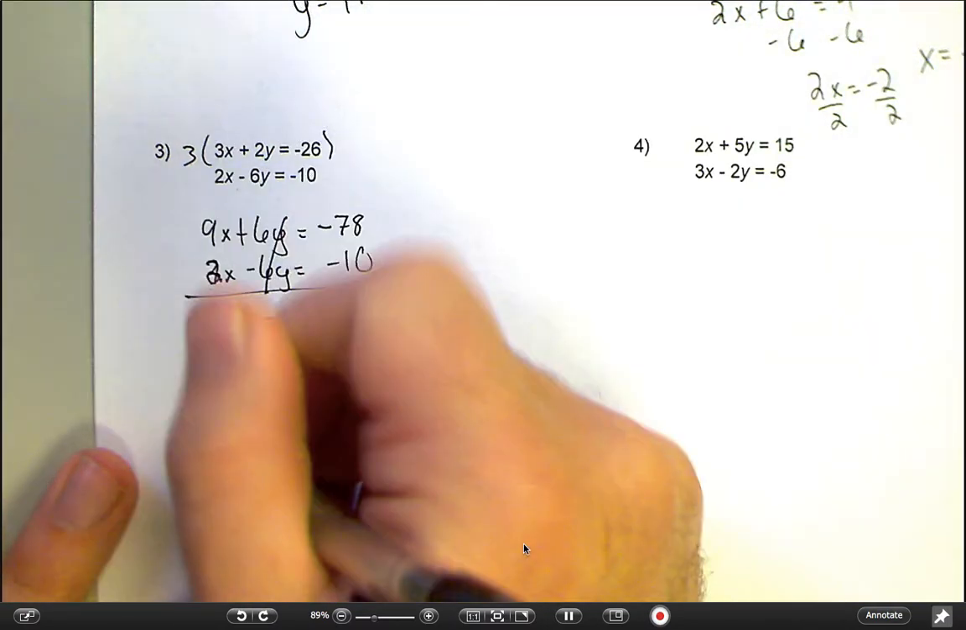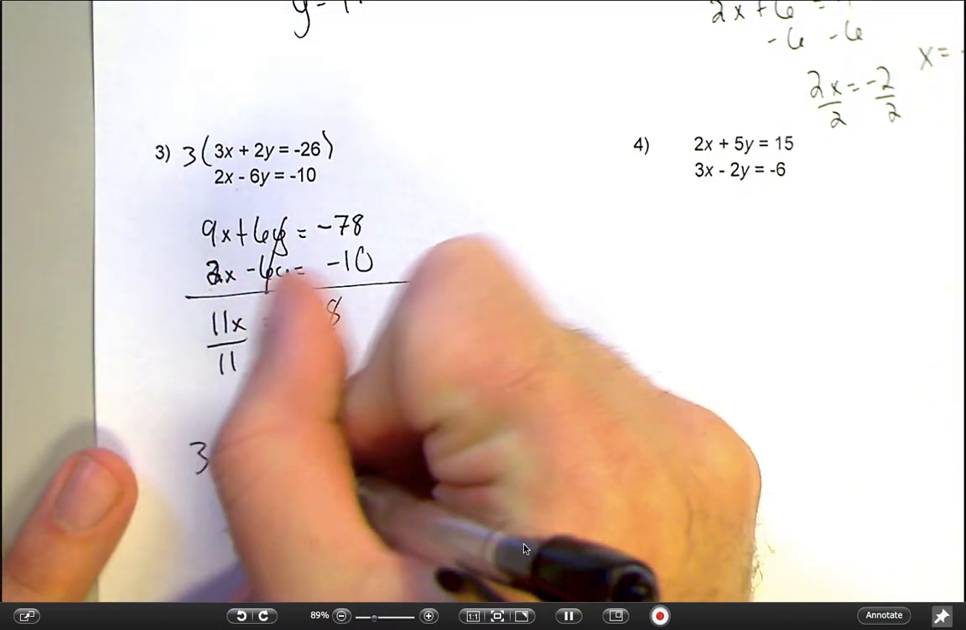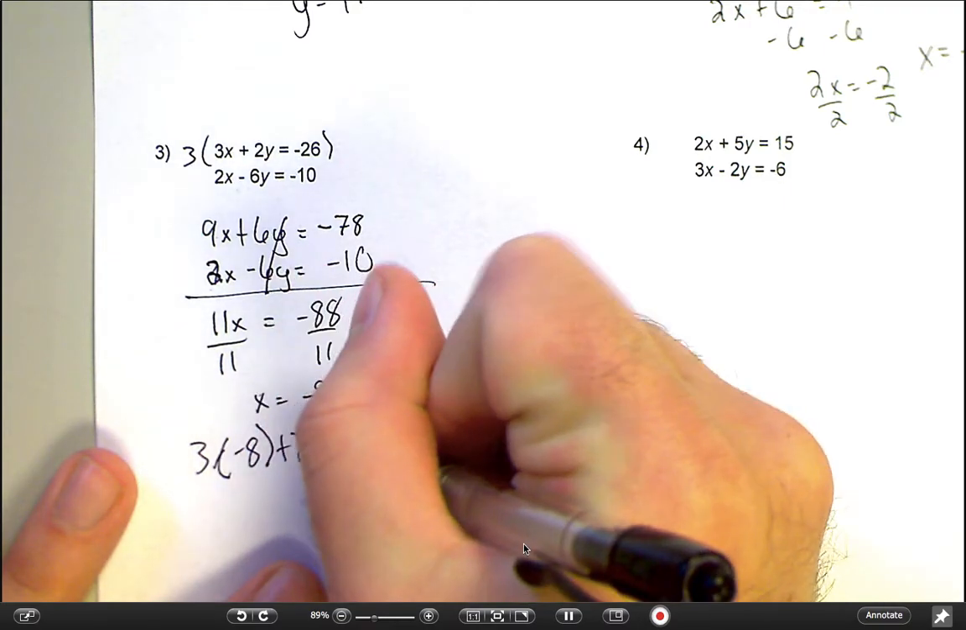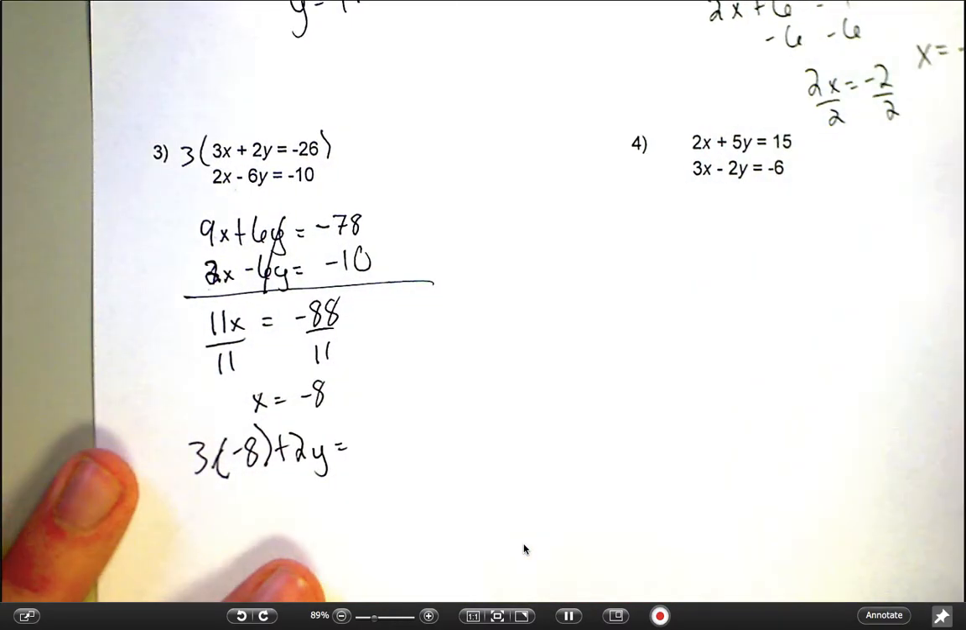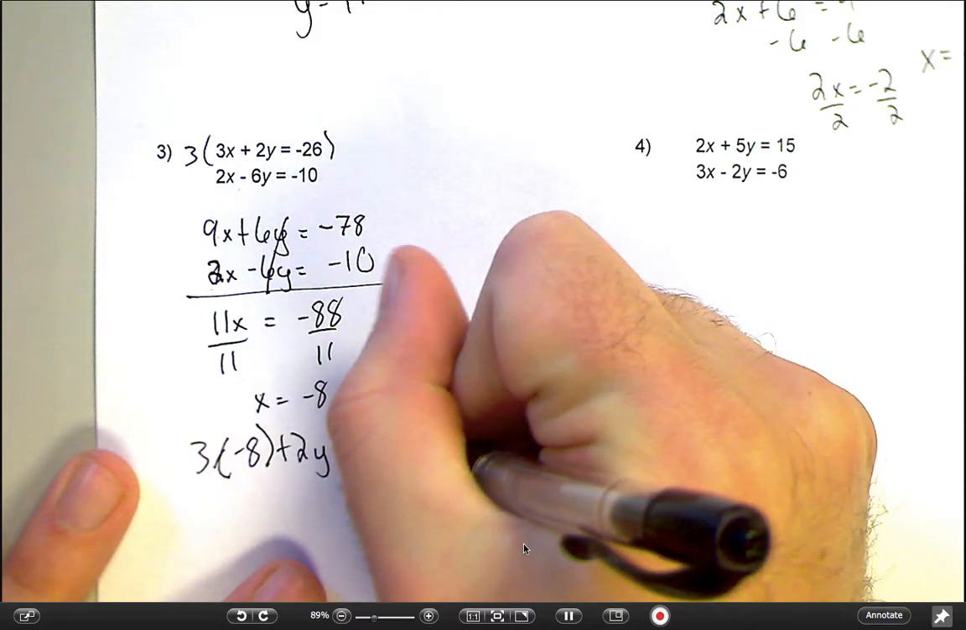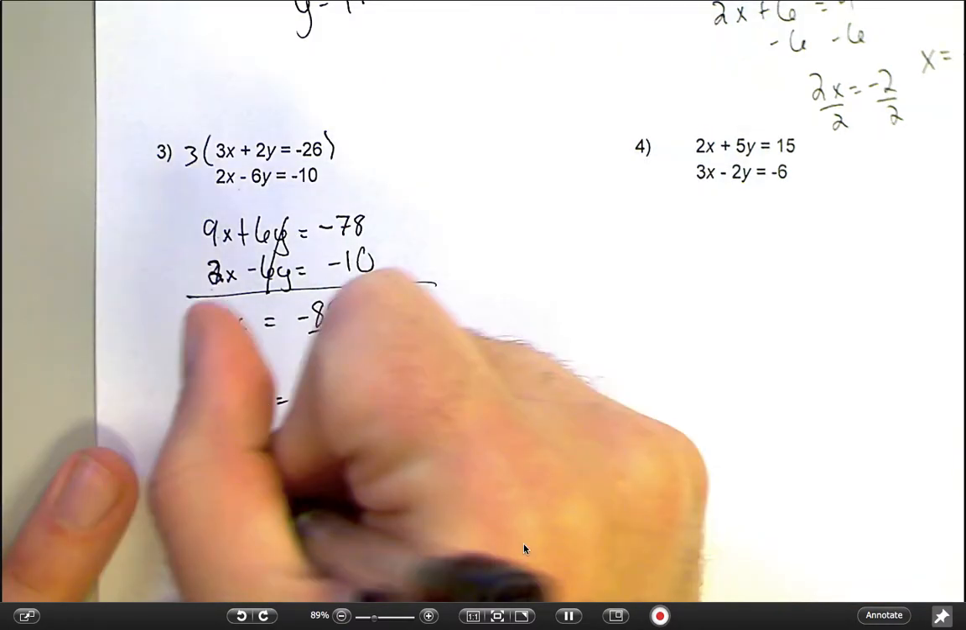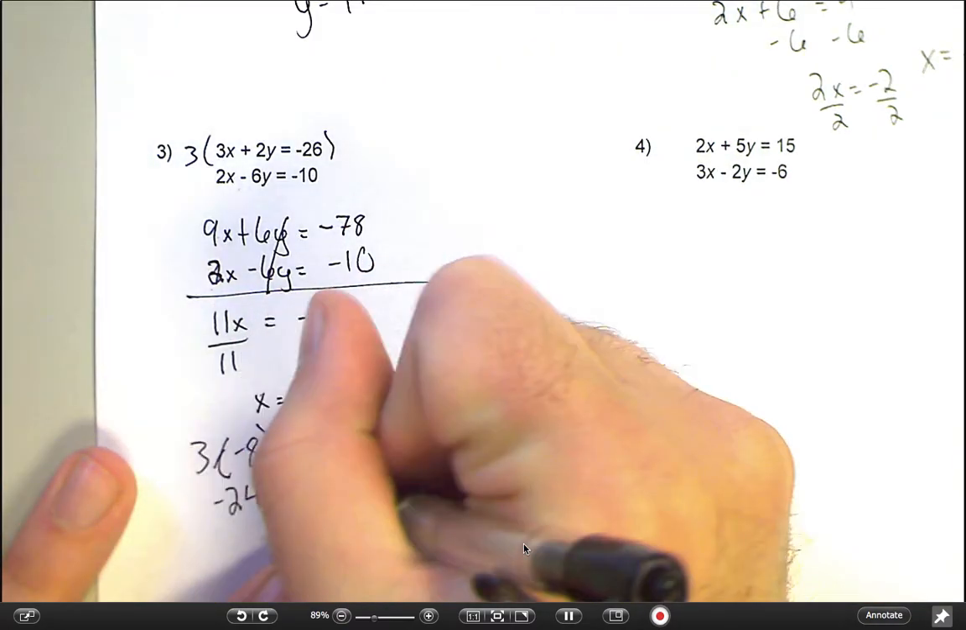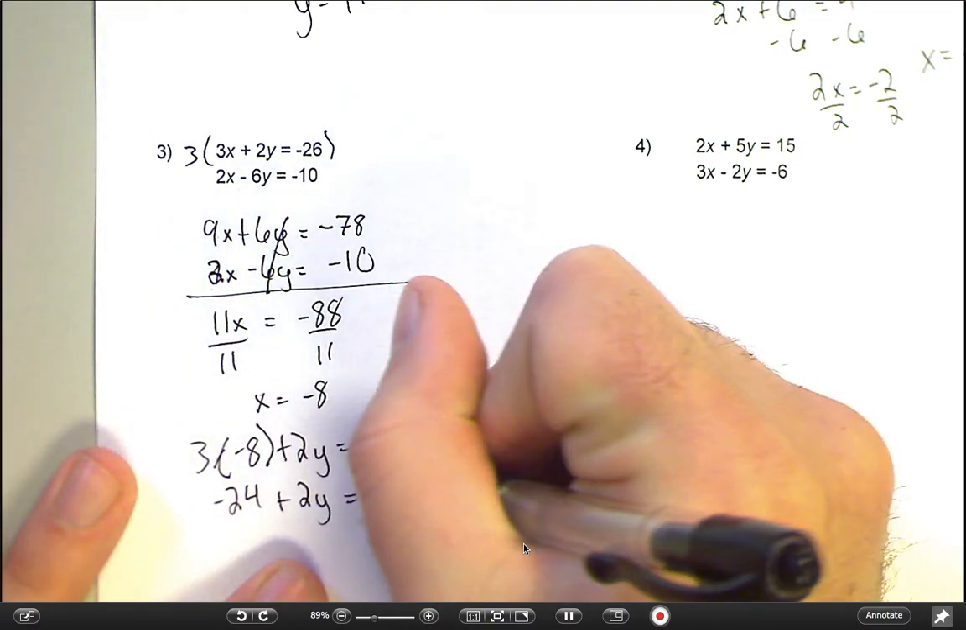Okay, last one's to plug in that negative 8 for one of my two variables. I'm going to go ahead and throw it into that first one. For some reason, I've just always plugged them into the first one. Doesn't actually matter though. You can plug it into the first or to the second. And that's going to equal our negative 26. Okay, 3 times negative 8 is negative 24. Plus our 2y is equal to negative 26.